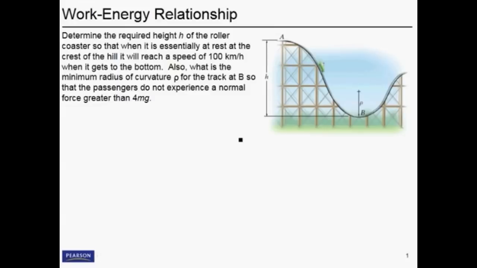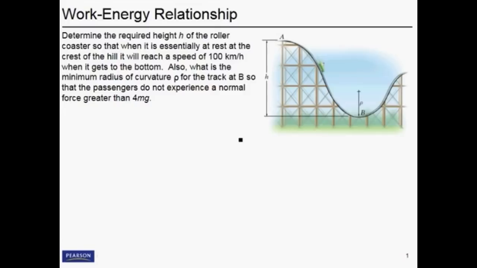In this problem, we've got a roller coaster ride of height h. And the idea here is that we want the car to start at A, at the top of the hill, at rest, and we want to design this roller coaster such that the car reaches a speed of 100 kilometers per hour when it gets to the bottom down at point B. We also want to shape the track at point B with a radius of curvature rho such that the passengers do not experience a normal force greater than 4 times mg.